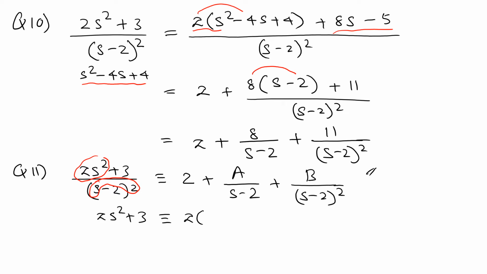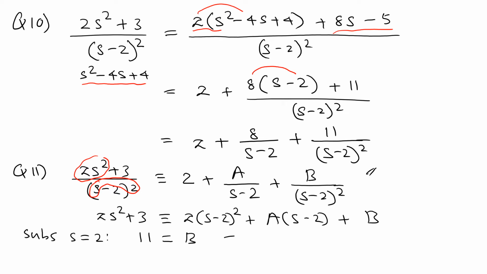What you get here is (s minus 2) squared, and then for a you get one term here, and for b you just get b. After that we can use substitutions. First, substitute s equal 2. When you substitute s equal 2, you get 11 on this side, and on the other side you get b, so b equal 11. So you can get the b value directly.